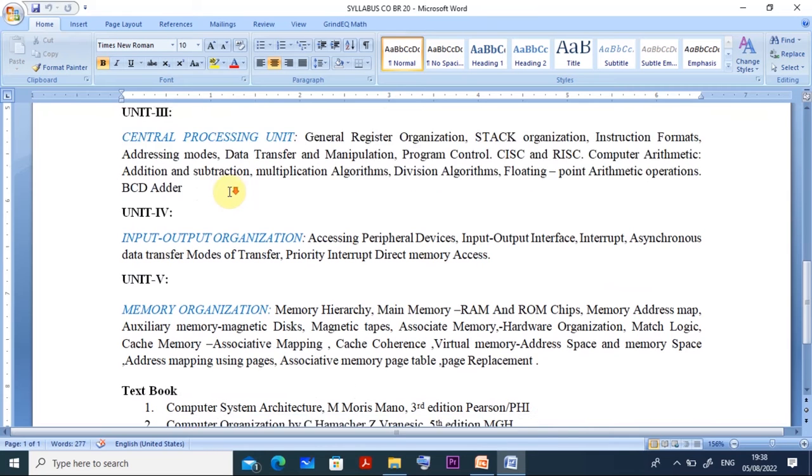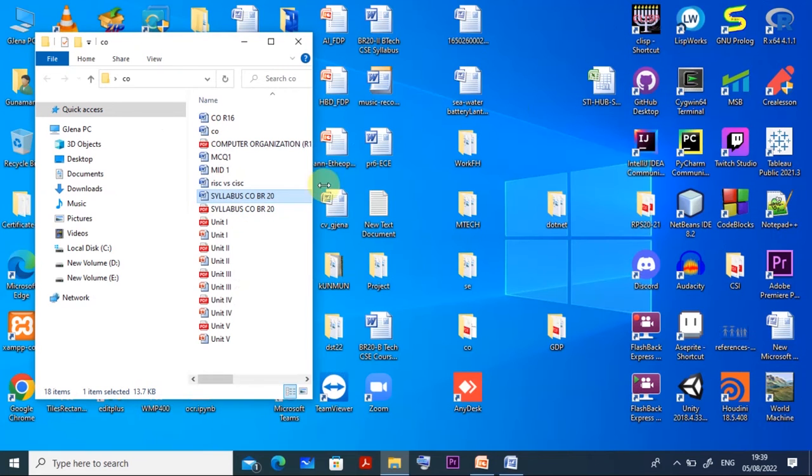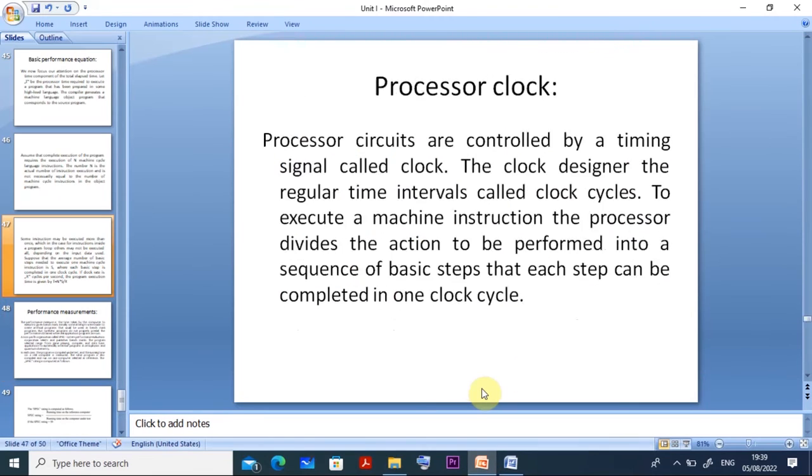Also the books you can use are Morris Mano, 3rd edition, Pearson and Prentice Hall of India. Then you can go for Hamacher, that is McGraw Hill, and the reference book you can go for is William Stallings, Computer Organization and Architecture. So this was all about the syllabus for computer organization, and today we will be covering unit 1.